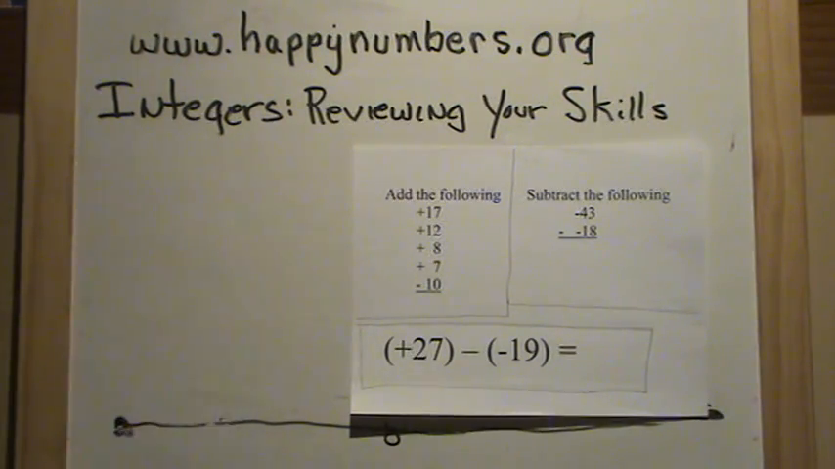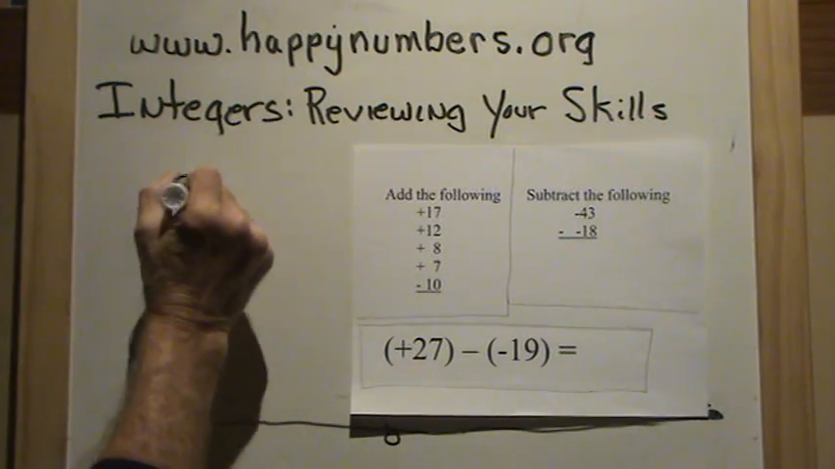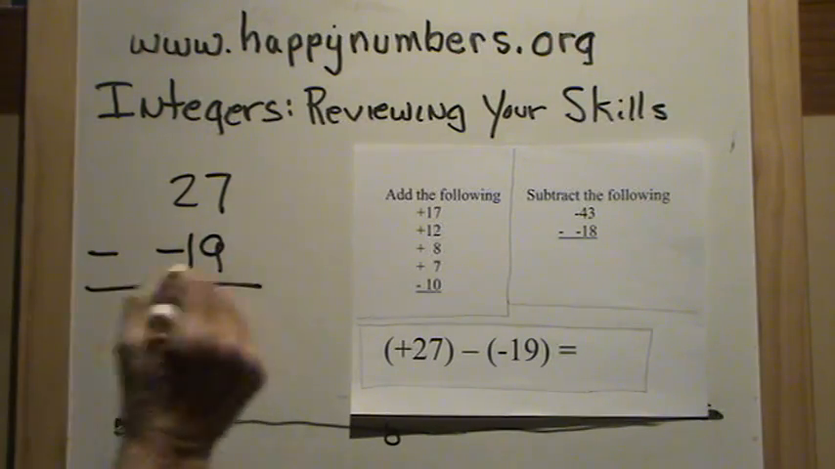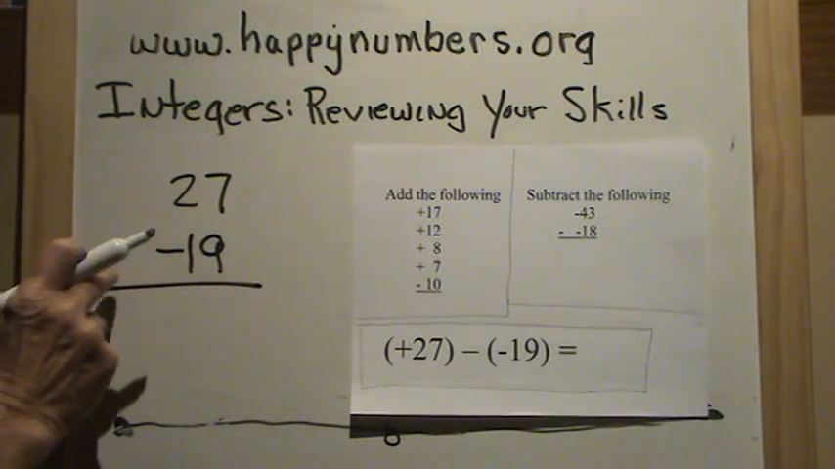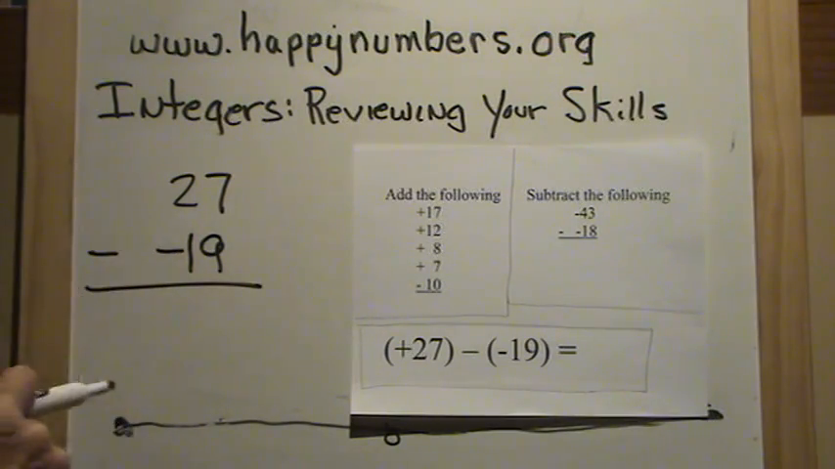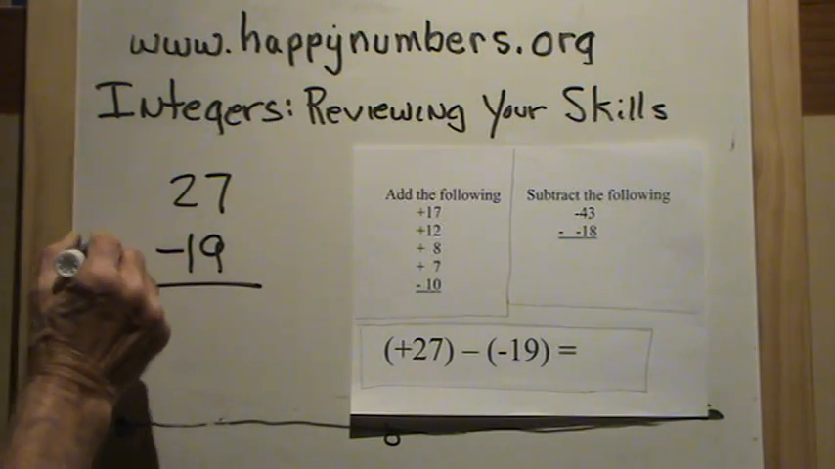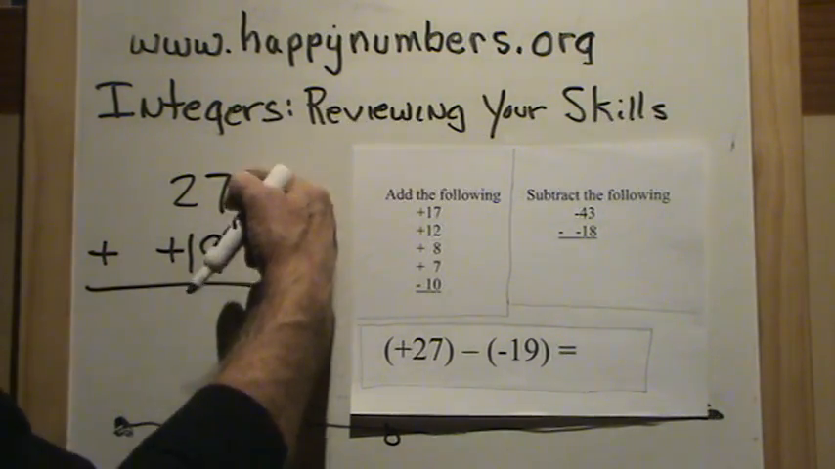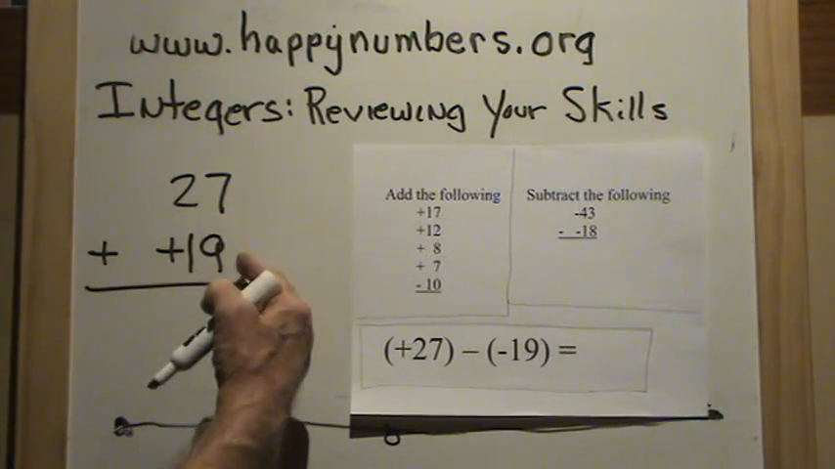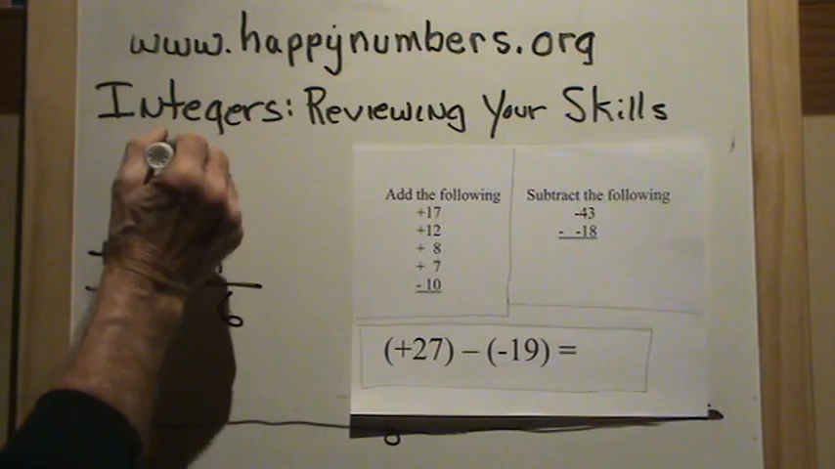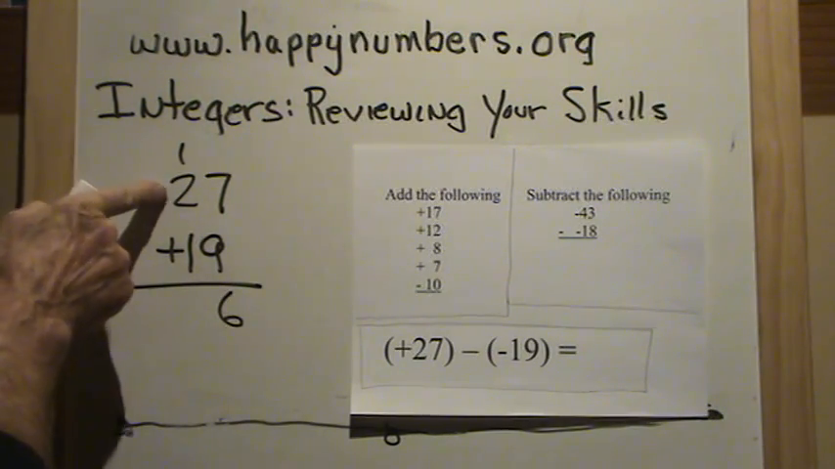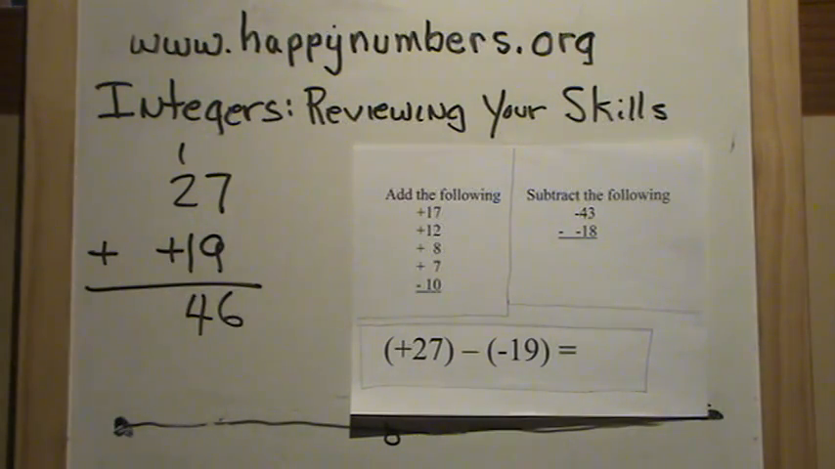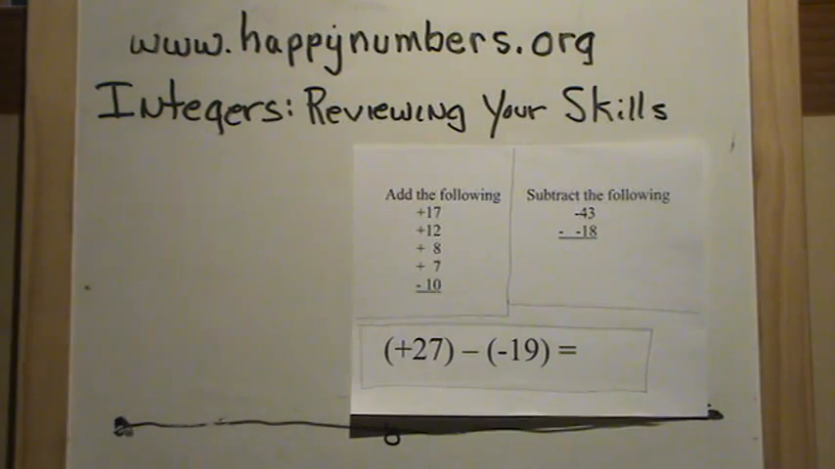Let's check another one out. 27 minus negative 19. Well, I have two numbers I'm subtracting. I know when I subtract signed numbers, I add the opposite. So I change this to addition, make that positive. Now I am adding two numbers with the same sign, so I combine them. 7 and 9 is 16. Carry the 1. 1 and 2 is 3, and 1 is 4. Positive 46. Okay, let's go on.